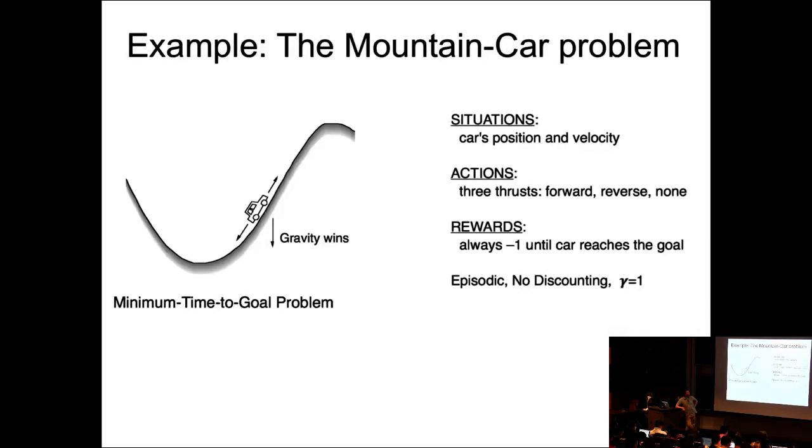But let me show you an example, the mountain car problem. This is a setting of a minimum time to goal problem. The state is the car's position and velocity. The actions are forward, reverse, or none. The reward is always -1 until the car reaches the goal. So the longer it takes you to reach the goal, the more negative reward you accumulate. And it's episodic: either the episode ends after some number of steps T, or you reach the goal.